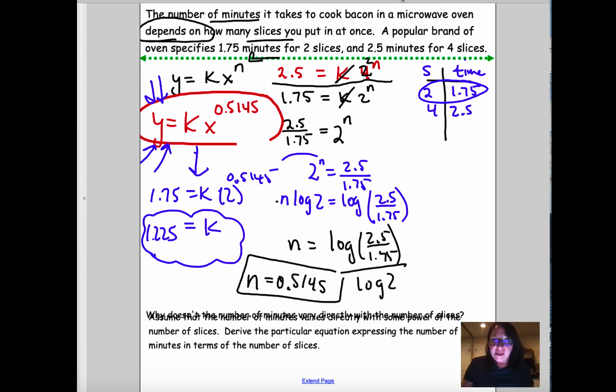And so finally, we get the particular equation, and that's going to be y equals 1.225 x to the 0.5145 power. What that just did is give us the equation that we can use for any problem to figure out what they're asking. And you better believe they're going to say, what if x equals this? What if y equals this? The questions for this might be, what if I have 6 slices of bacon? Well, these are slices, so for x, I would plug in 6.